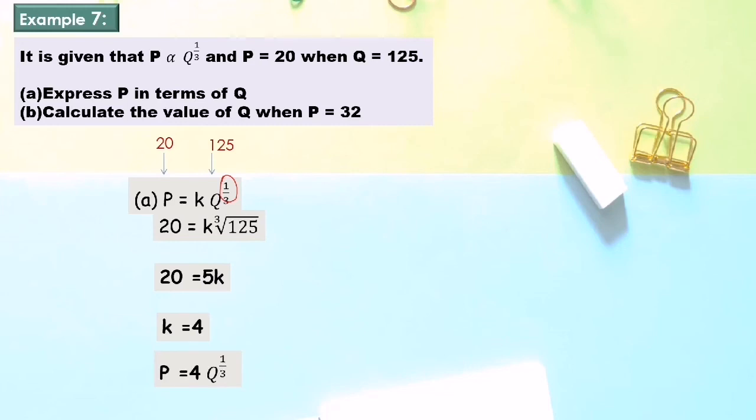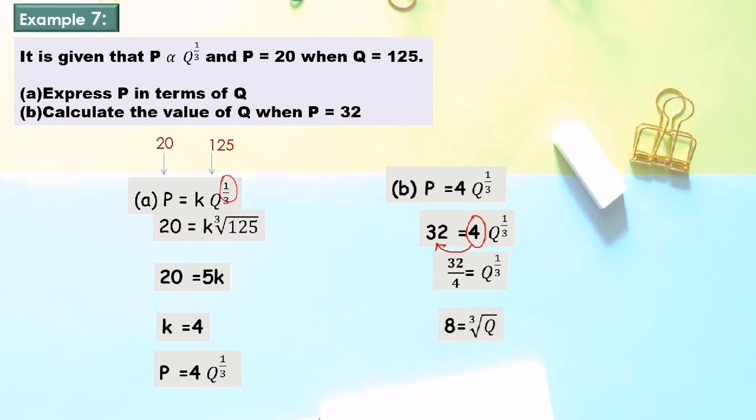Okay, then you look at B. Calculate the value of Q when P equals 32. So P equals to 4 multiplied by Q to the power of 1 over 3. You substitute the value of P equals 32 into the equation. 32 equals to 4 times Q to the power of 1 over 3. So you move the number 4 to another side. To find the value of Q, you move 4 to the left hand side. You will obtain 32 divided by 4 equals to Q to the power of 1 over 3.